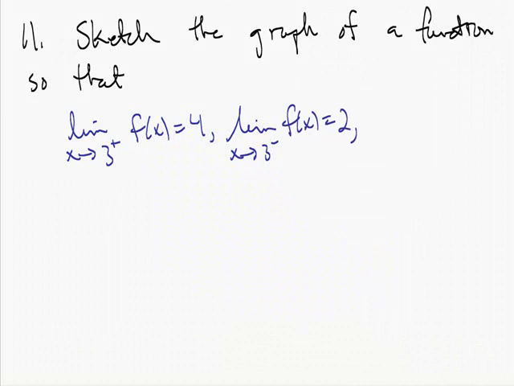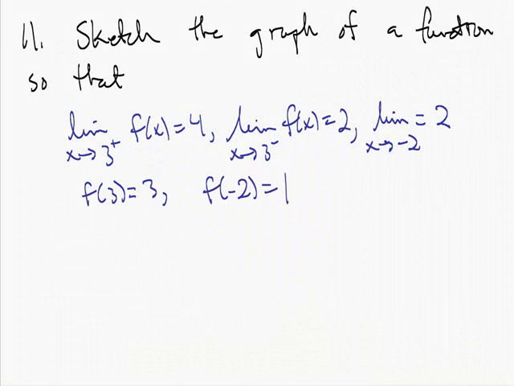We also want the limit as x approaches, no, I'm sorry, as x just approaches negative 2. So x approaches negative 2, we want that to come out to be positive 2. We also want f of 3 to equal 3, and we want f of negative 2 to come out to be 1. So let's see if we can sketch this graph here.